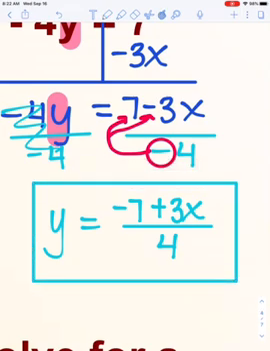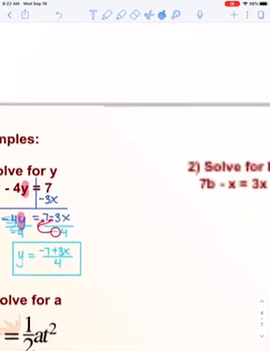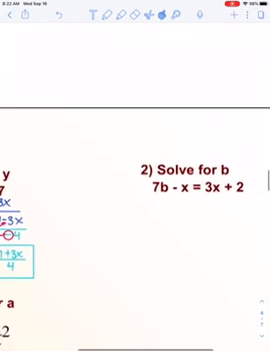We don't want to leave a negative on the bottom. That's not always going to have to be done. But if you end up with a negative on the bottom, you need to make sure you transfer that negative up to any term on top. Okay? And that's your answer. It doesn't look super pretty, but that's it. It has a variable in it as well, but the y is by itself, and it says y equals.